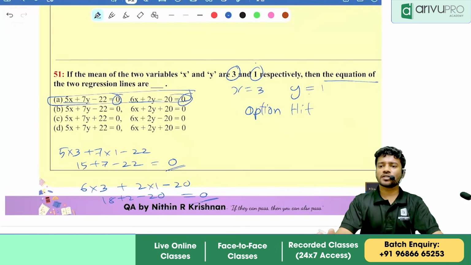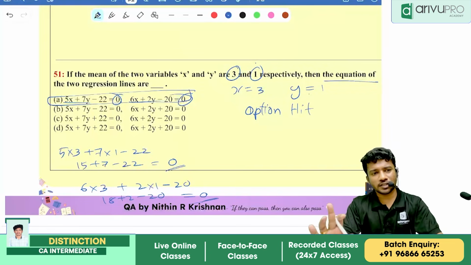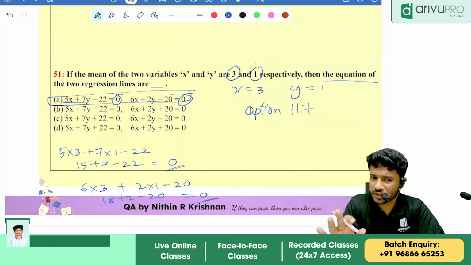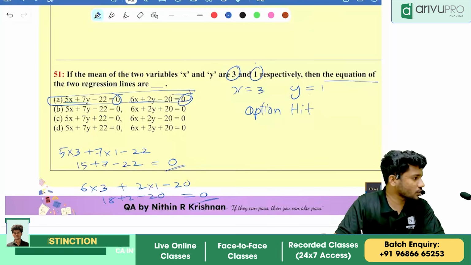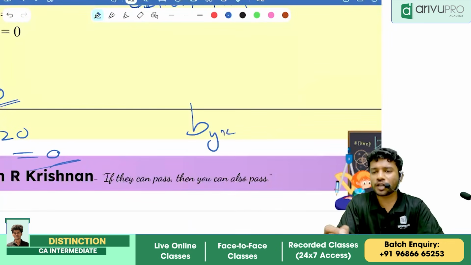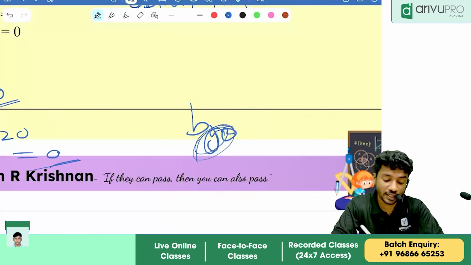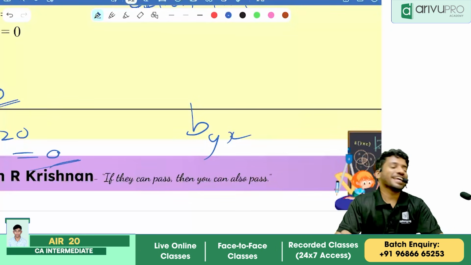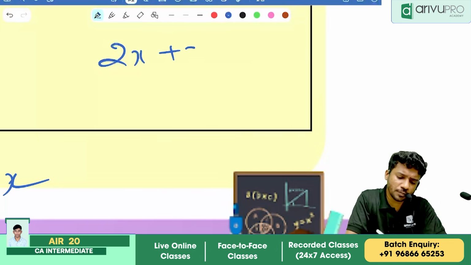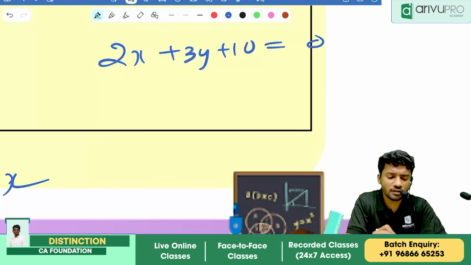So you understood how to solve questions? We solved the worst question and we solved the easiest question. The most repeated question is whether the regression coefficient is affected by scale or not. That is the most repeated question. Then whenever I say byx, what will you understand? We are finding the value of y when x is given. So how to find? Randomly I am giving you 2x plus 3y plus 10 is equal to 0. Find me the regression coefficient of x on y.